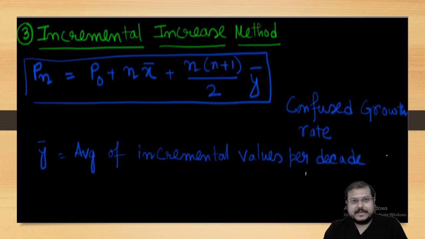In the incremental increase method, Pn equals P naught plus n x bar plus n(n plus 1)/2 into I bar. But when the growth rate is confused, this will not allow underestimation by the arithmetic method, and will not allow overestimation by the geometric method.